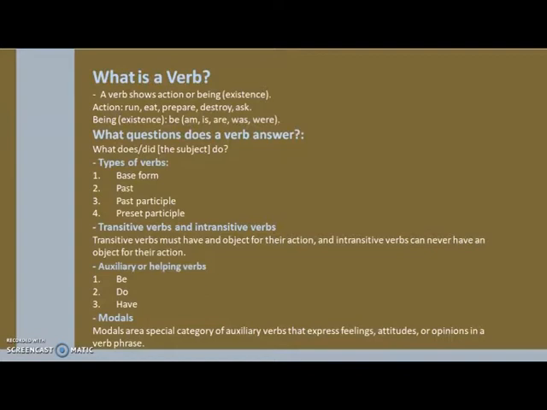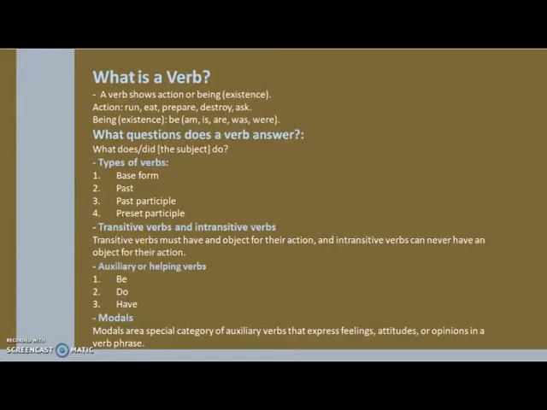What's a transitive verb? A transitive verb must have an object for the action. On the other hand, intransitive verbs can never have an object for their action. We also have auxiliary verbs or helping verbs, which are be, do, have. At the same time, we have modals. Modals are a special category of auxiliary verbs that express feelings, attitudes, opinions in a verb phrase.